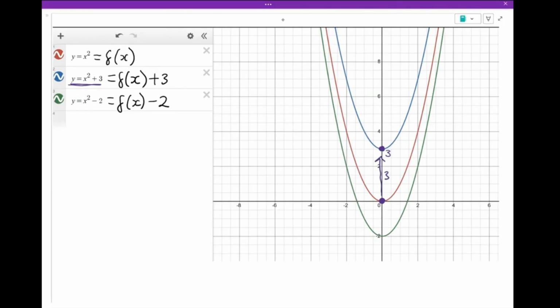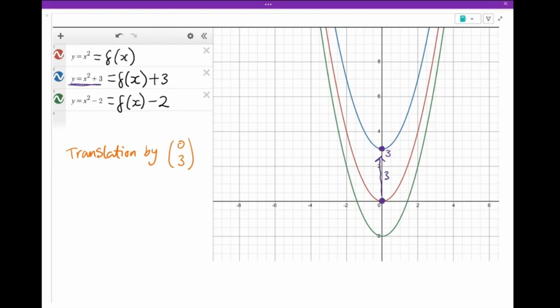In terms of how I could write that out as a sentence, I could say it's a translation by, and I would use a vector to describe our translation. The horizontal component of our vector would be 0 because it hasn't moved to the left or to the right. The vertical component would be positive 3 because we've gone 3 upwards, like that.